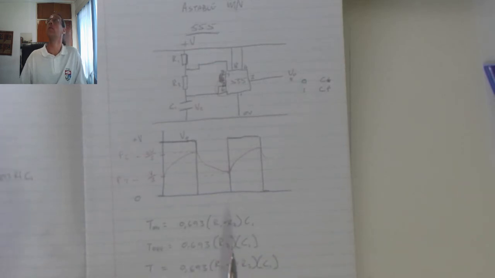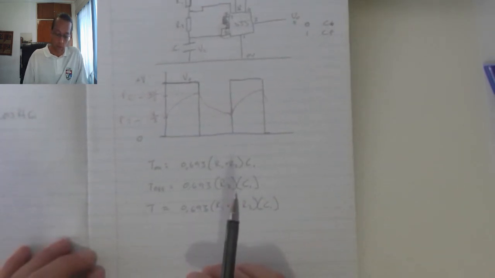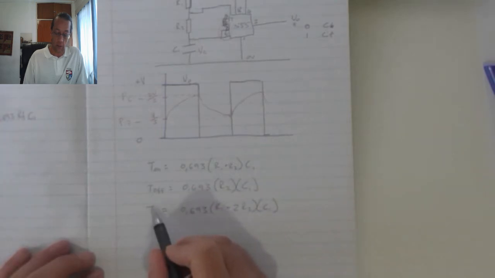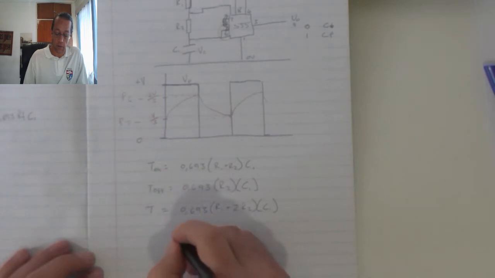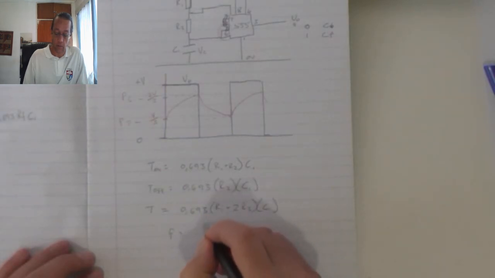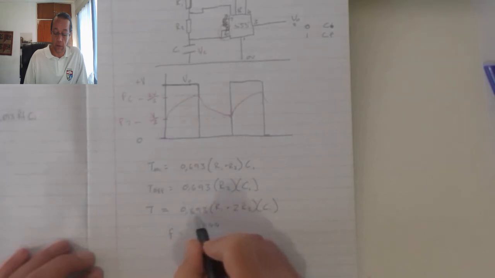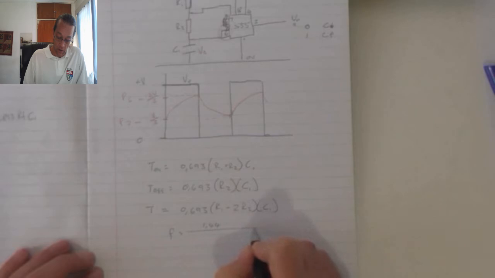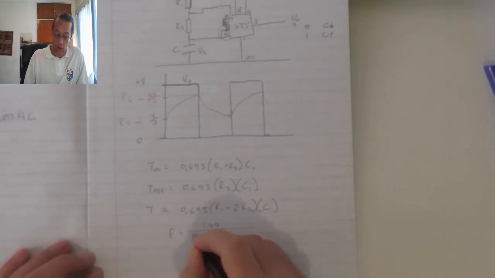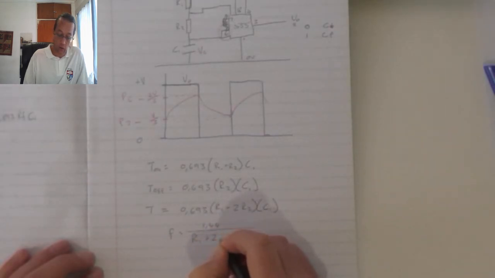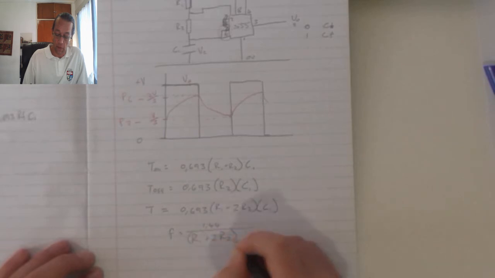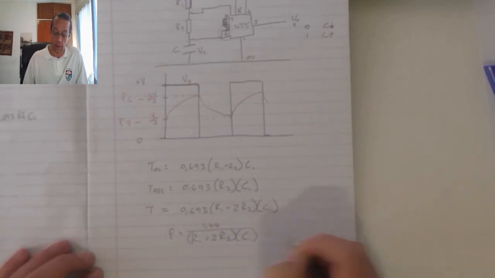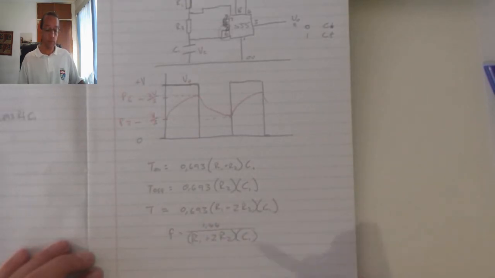To calculate the frequency, I could say frequency is equal to 1 over the period, or I can say the frequency is equal to 1.44. If we say that 1 divided by that, I get 1.44 divided by (R1 plus 2R2), and I multiply that with C1 to give me my frequency.